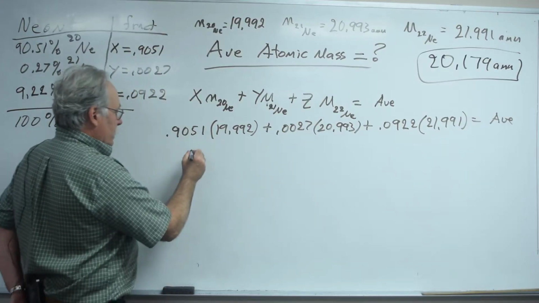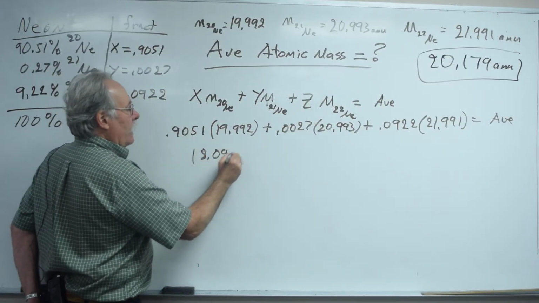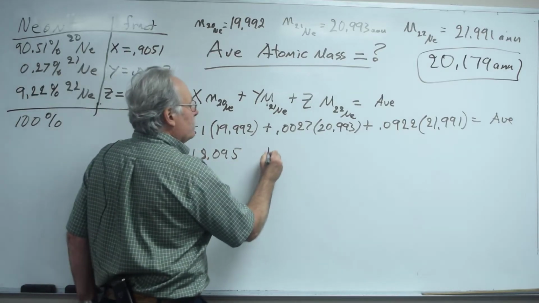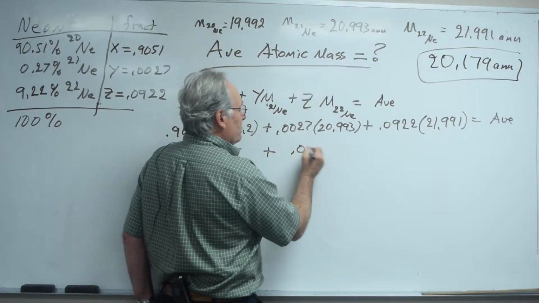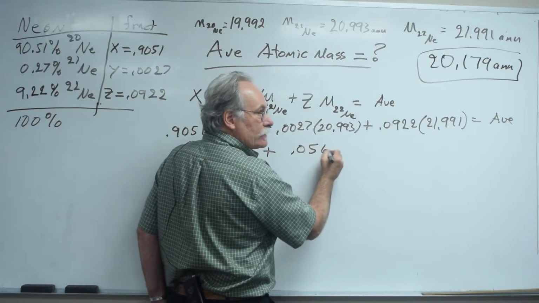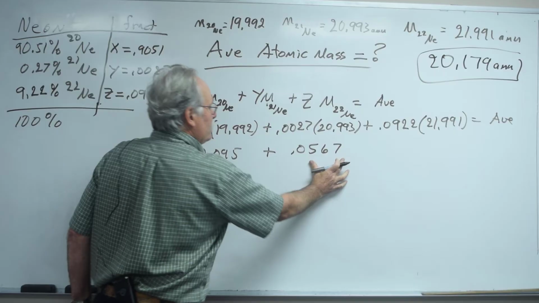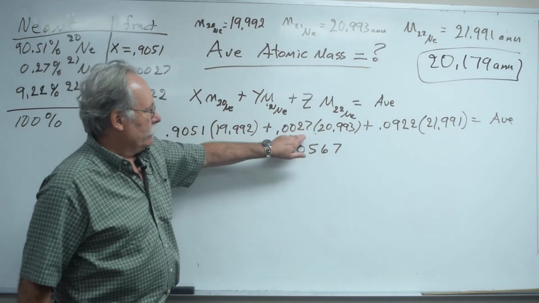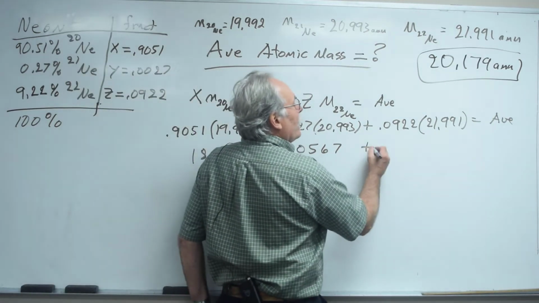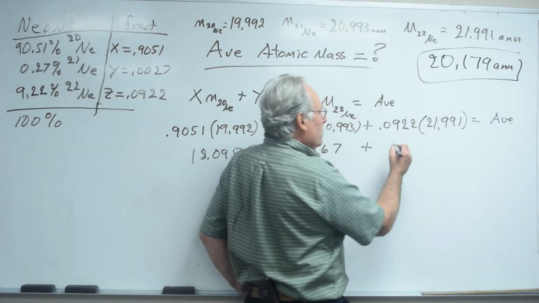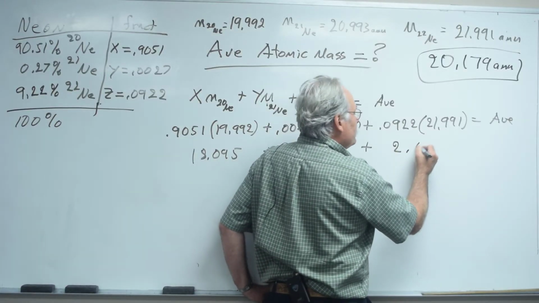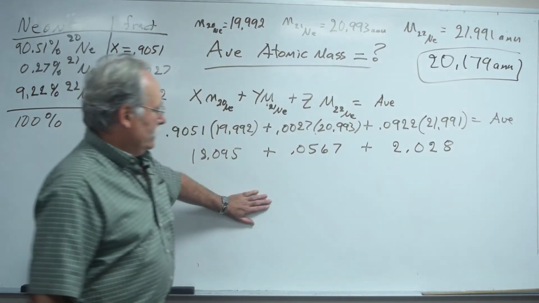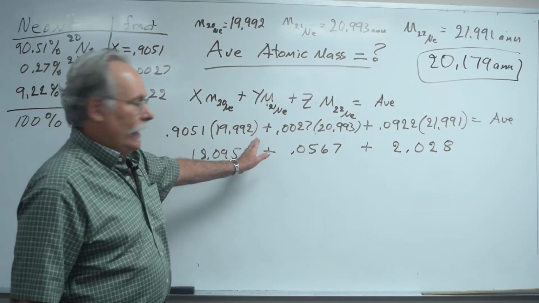Now this number becomes 18.095. I've written this to 5 sig figs, realize the answer has only 4. This number is equal to 0.0567. I've written it to 3 sig figs because this number only has 2, so I want this to be bigger than this. And this number is equal to 2.028. Okay, and when I add these, now I have to line up the zeros, okay, in order to do this.